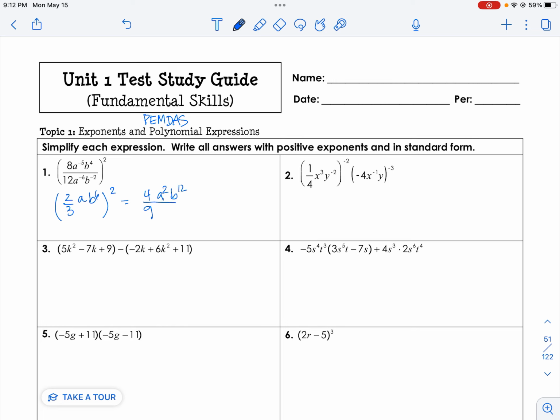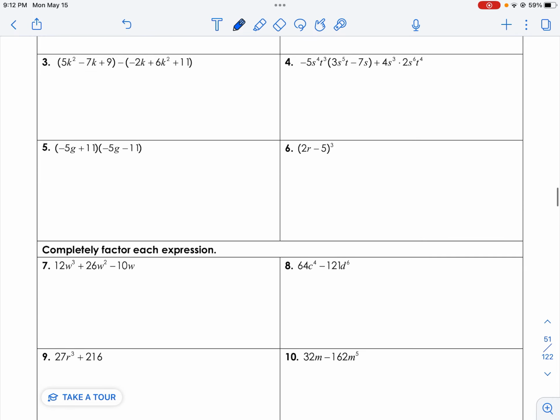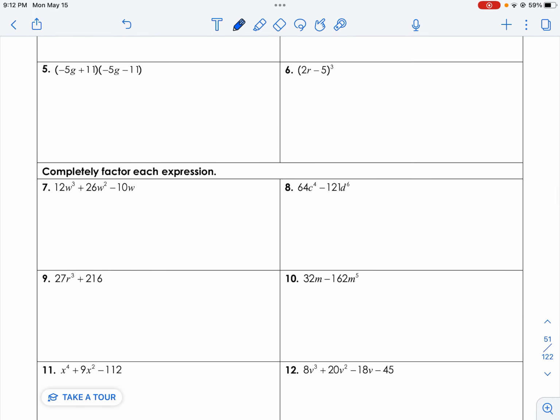The next one I'd like to look at is number 7. And you are supposed to factor completely. We're going to factor out a greatest common factor of 2w. And on the inside of parentheses, end up with 6w squared plus 13w minus 5. We factor this. I'm going to factor by grouping. If you have a method that you prefer, do that.